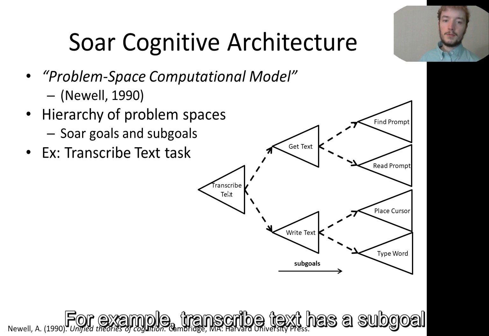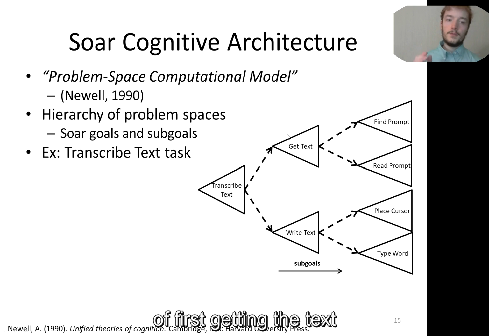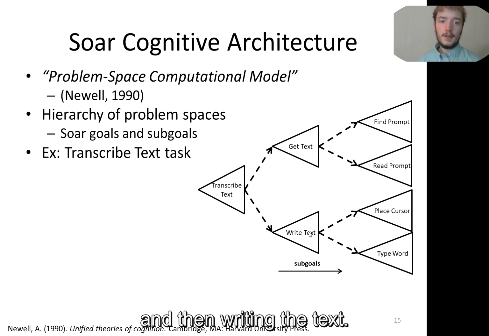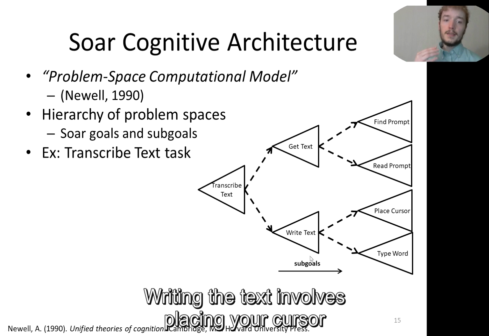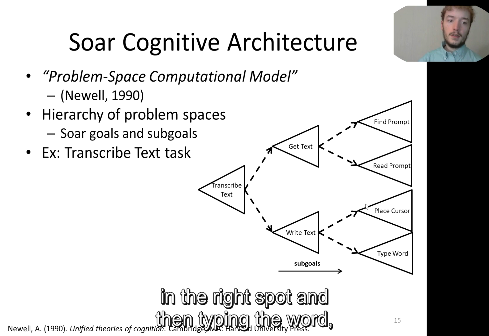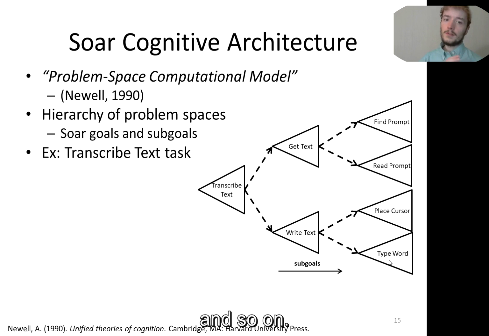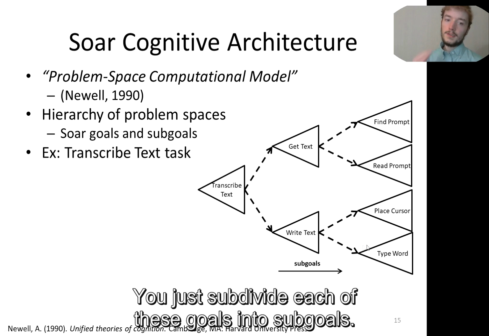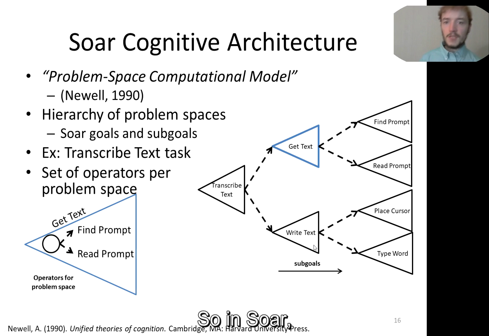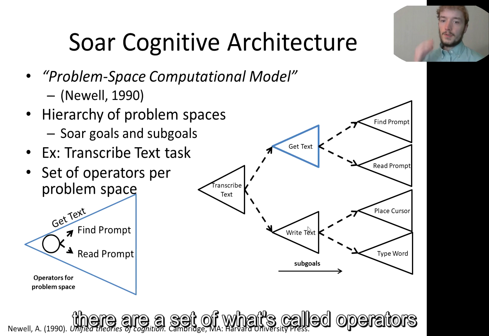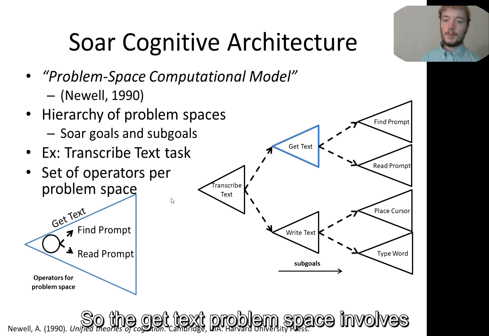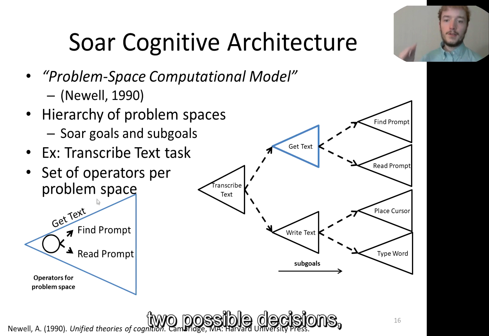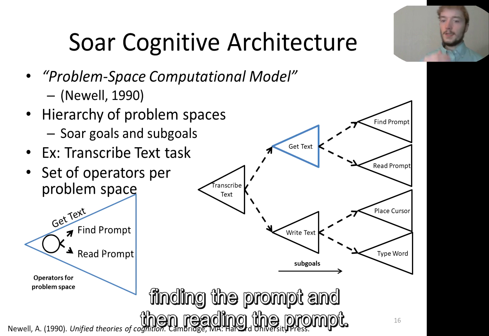For example, transcribed text has sub-goal of first getting the text and then writing the text. Getting the text involves finding the prompt and then reading the prompt. Writing the text involves placing your cursor in the right spot and then typing the word, and so on. You just subdivide each of these goals into sub-goals. So in Soar, there are a set of what's called operators, or decision-making, per problem space. So the get text problem space involves two possible decisions, finding the prompt and then reading the prompt.